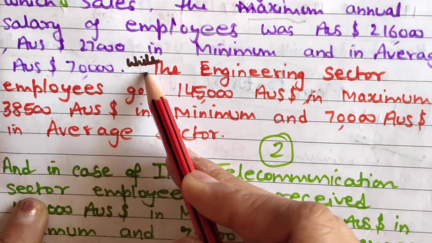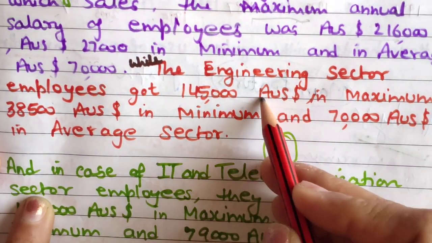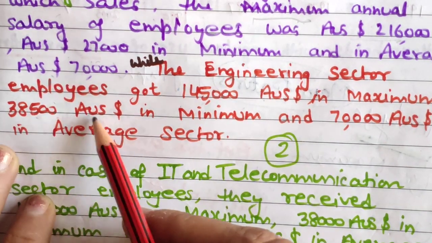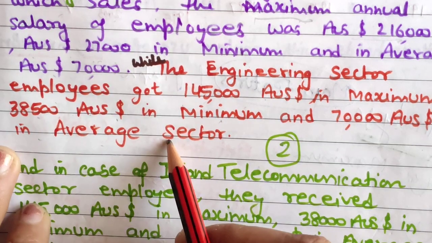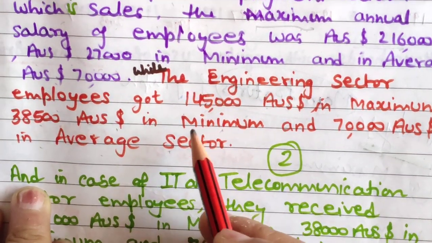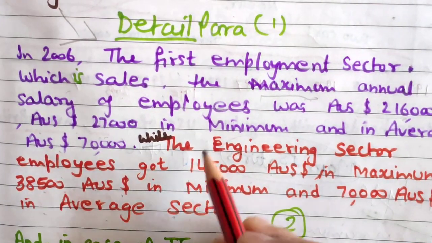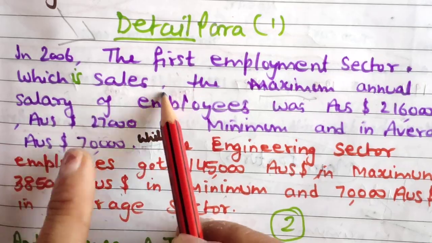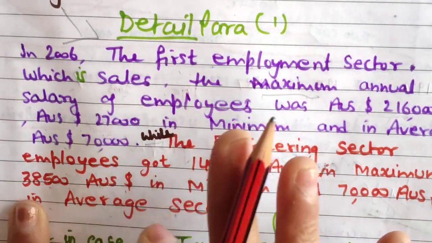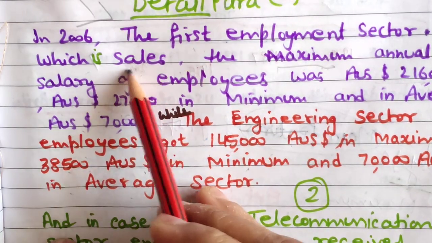Now next, while the engineering sector employees get this much of amount in maximum, this much in minimum, and 70,000 Australian dollars in average. Although I have used this word 'while', if you don't know anything, then at least take category wise and just write information about group wise, everything. Now the first paragraph we have written about engineering and sales.